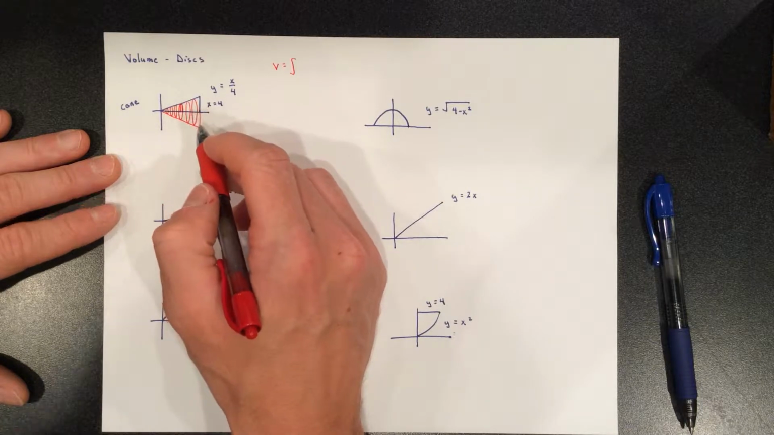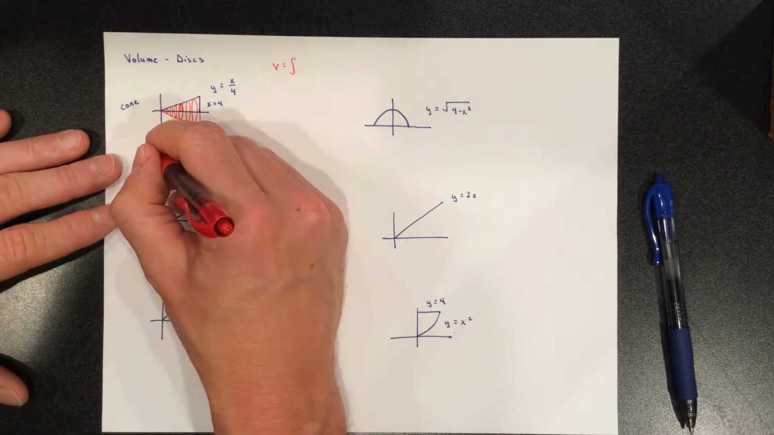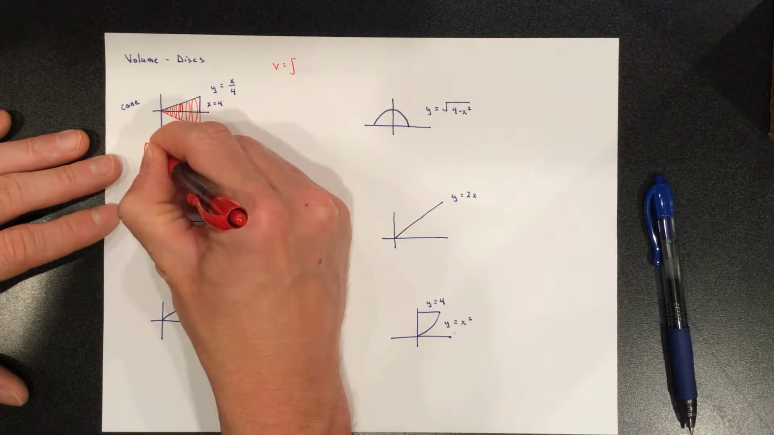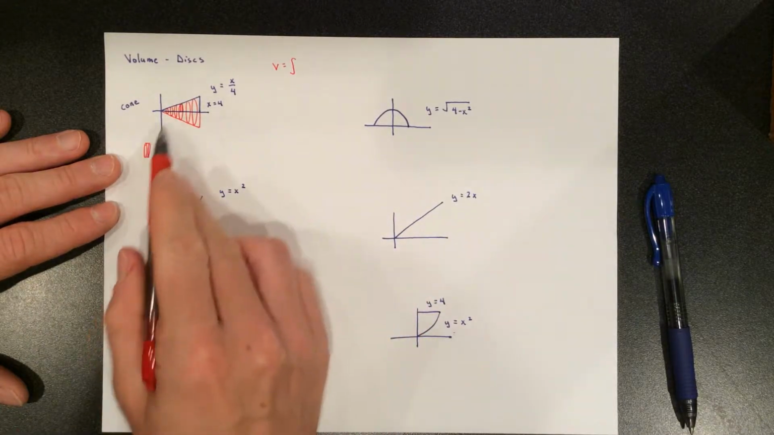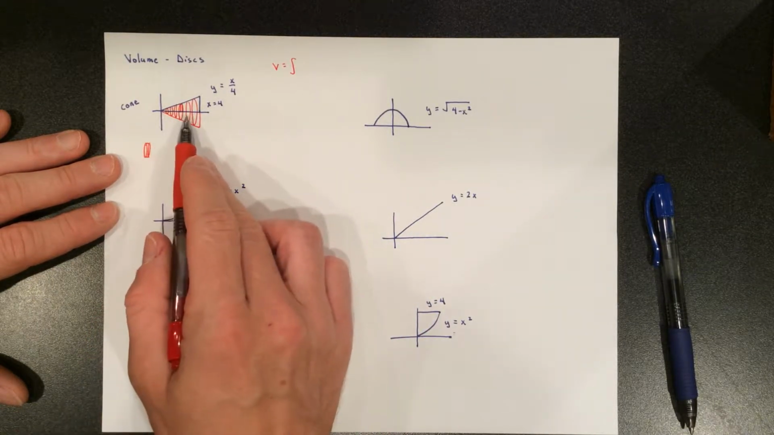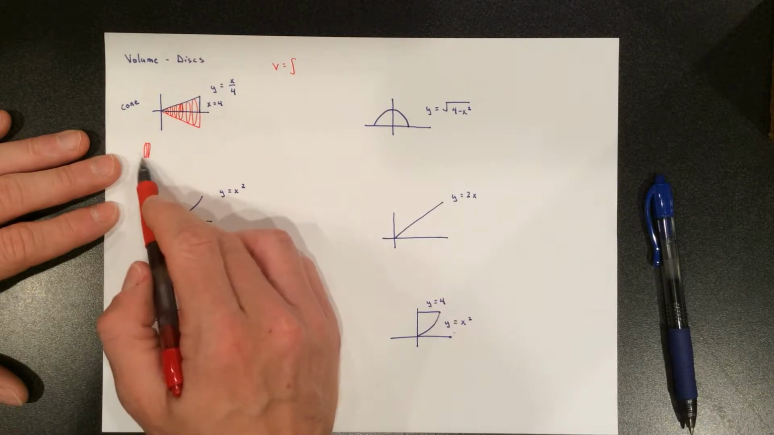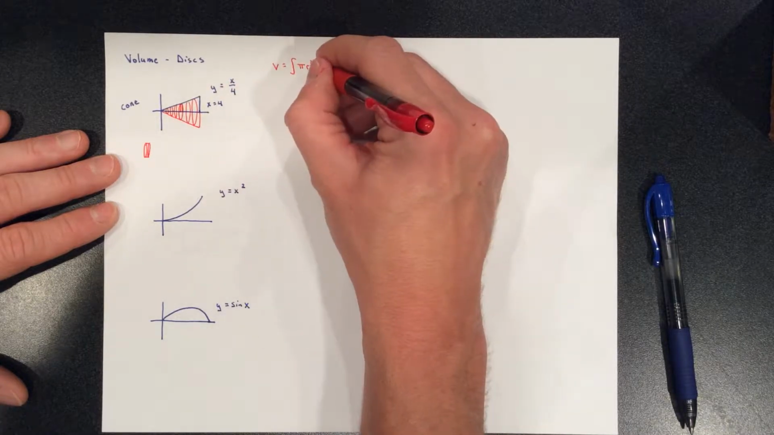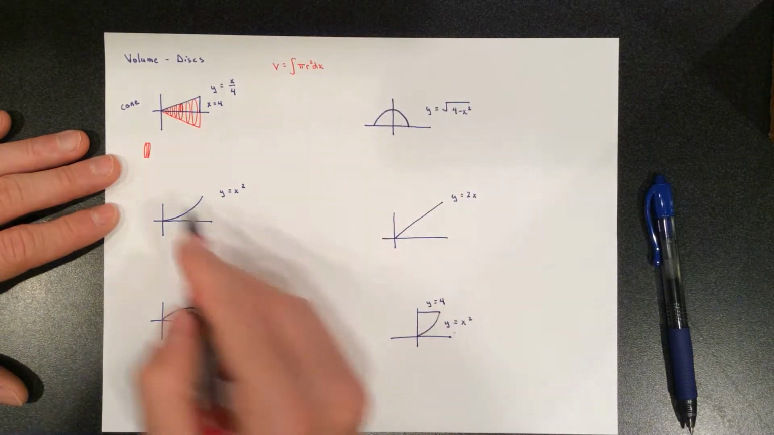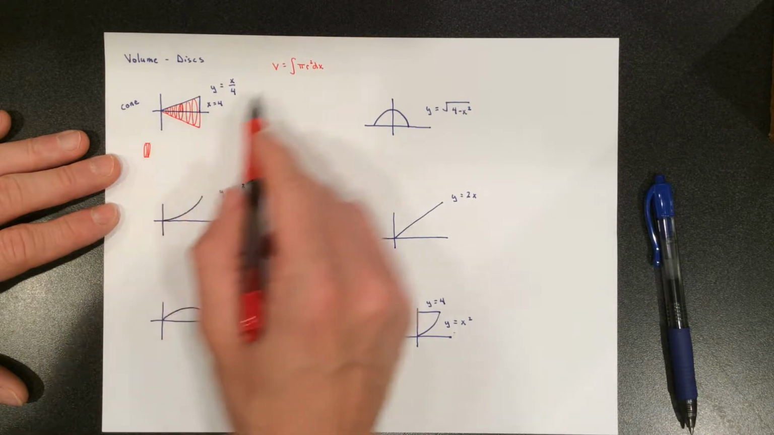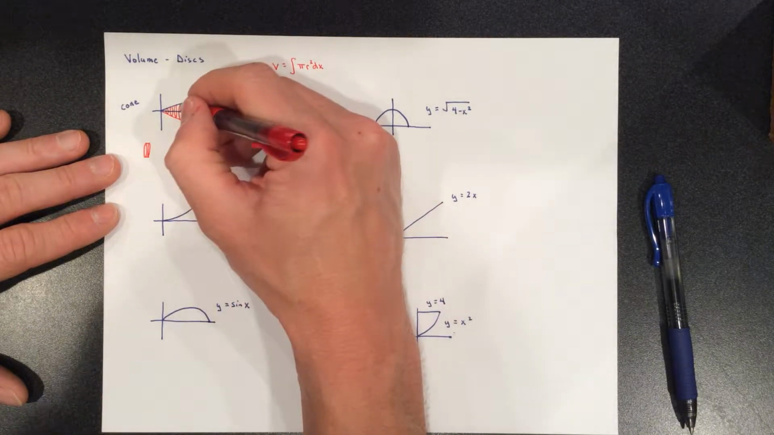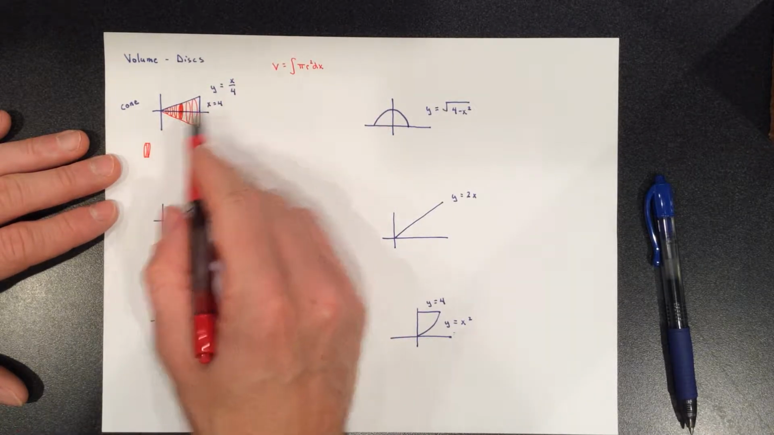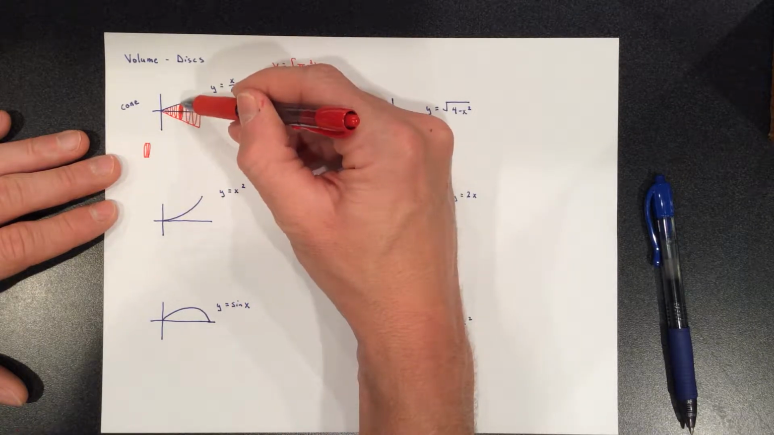Each one of these disks has this little bitty thickness. That's about as best as I can do. Each one of these is a different area, but they all have thickness dx, and they have cross-sectional area of pi r squared. In most cases, you're going to use dx. dx is the thickness. Pi r squared is the cross-sectional area. If we shade one of those in, that entire area is just pi r squared. And what is r? Well, r is just the function height.